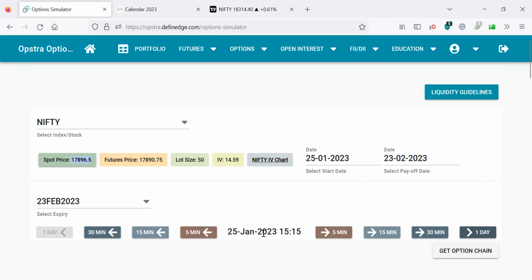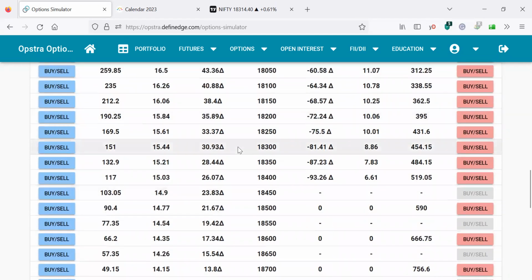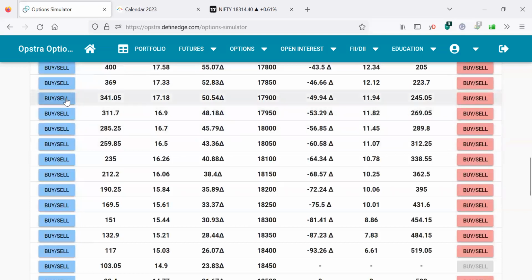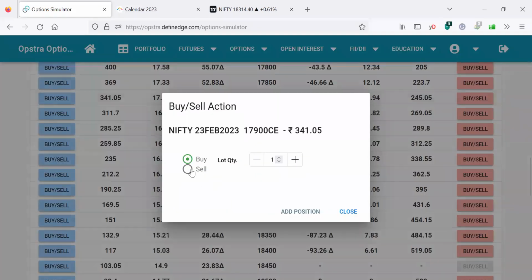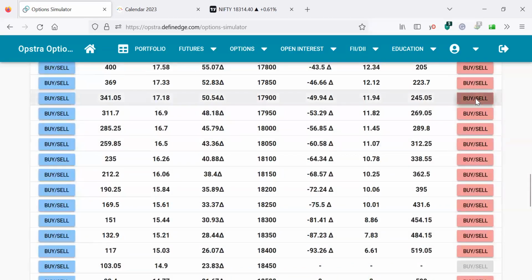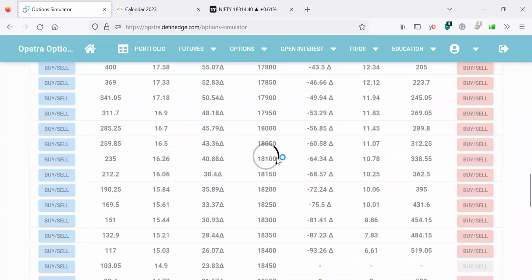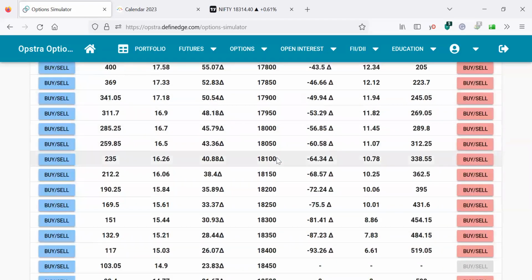On this 25th of Jan, 3:15, this is the spot right now. That is 17,896, so 17,900 we can say. So the 17,900 call, I'm going to sell one lot. This is a simple one lot strategy. We'll be doing it: the 17,900 call and the 17,900 put we are going to sell. So now an ATM straddle we have sold in the Nifty.